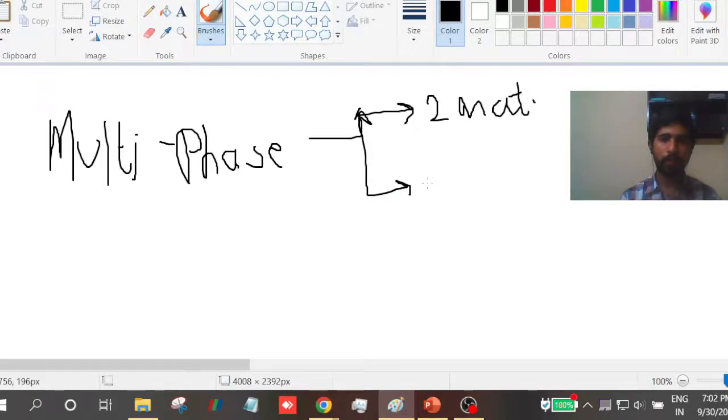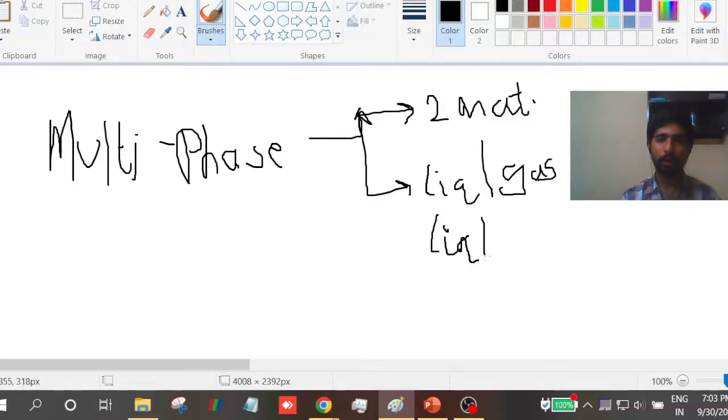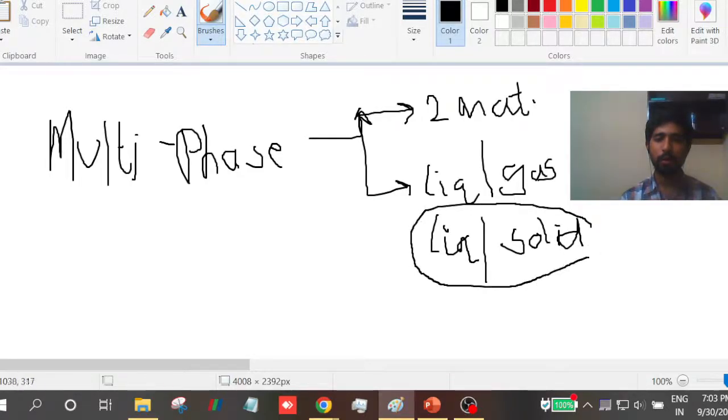Okay, then in the second part, you have two different phases, like for example liquid and gas as a combination. Okay, or else you have a liquid and a solid also, although this liquid and solid is actually a different field altogether. It is mainly called fluid structure interaction, and I mainly work on this fluid solid interaction in my PhD thesis. But this is not mostly covered in multiphase, although technically we can say that this is also multiphase. Okay.